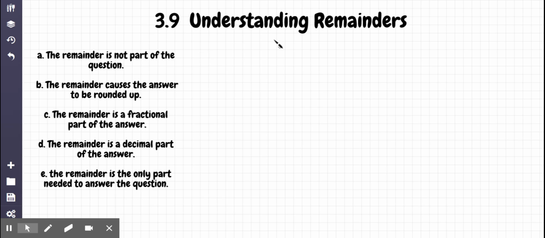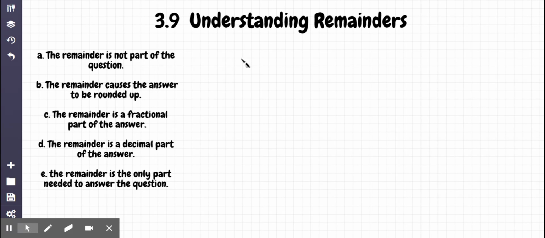Today we're going to be talking about understanding remainders when we are dividing. There are a number of ways we can look at a remainder based on what the question is asking us. So this lesson is really focused on reading what it's asking of us, okay? When we're understanding remainders, there are a few different things that we could do with remainders.